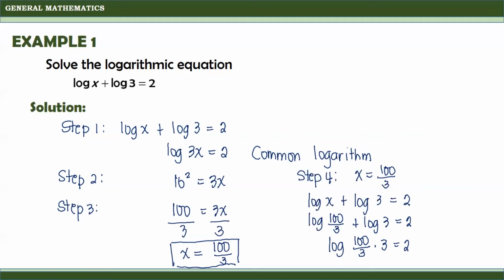Next, simplifying 100 over 3 times 3, we will have logarithm of 100 equals 2. Looking at the expression, since we have a common logarithm here, automatically the base is 10. Notice that for us to have 100 as our power, then 10 should be raised by 2. Hence, we have 10 squared equals 100, therefore 100 equals 100, which means that the value x equals 100 over 3 satisfies the given logarithmic equation.